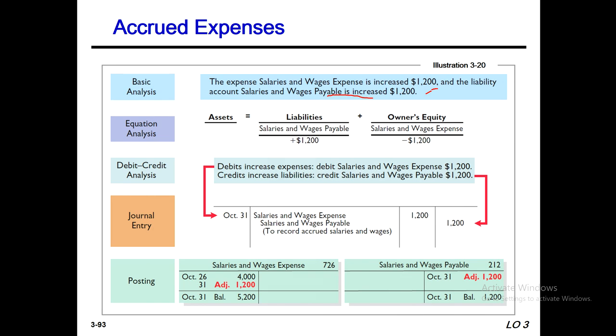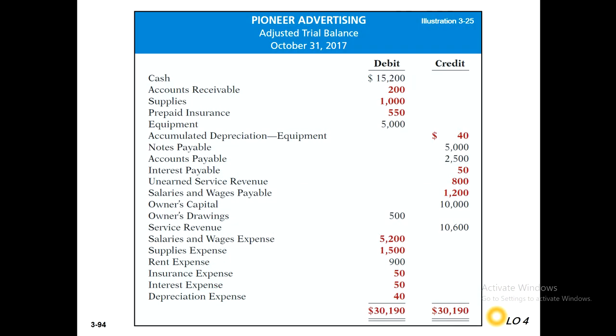So here salary expense increased by 1,200, and salary and wages payable increased by 1,200. So liabilities will be increased, and owner's equity will be decreased. So the debit credit analysis means salary and wages expense debit and salary and wages payable credit. This is the ledger: total previous salary 4,000 and now 1,200, so 5,200 is the present figure for salary expense, and salary and wages payable is the payable figure of 1,200. So you look here, salary and wages expense is now 5,200, and salary and wages payable is 1,200. I think everybody is clear.